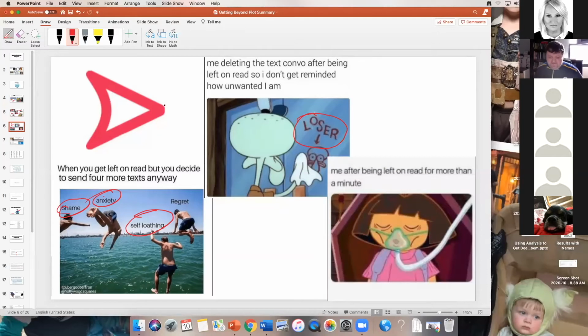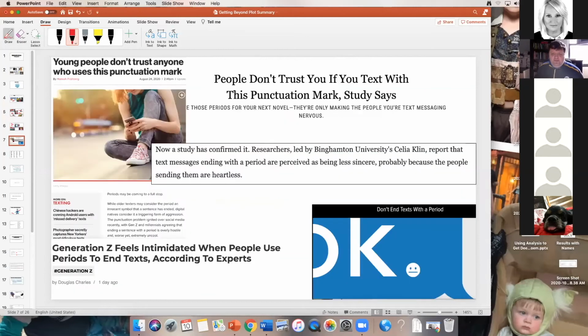So literally, we have a period at the end of a sentence, right? That's all it is. It is a period. But what does that period mean? Well, let's go through all this. It says they're less sincere, okay, or it's intimidating because they're being aggressive. Teens don't end texts with periods because it has meanings associated with it, unless they're trying to make you feel that way. Maybe they're trying to intimidate you, so they put that period there.